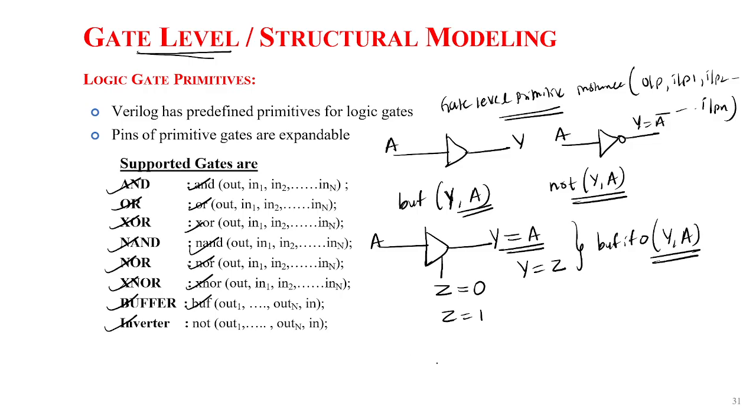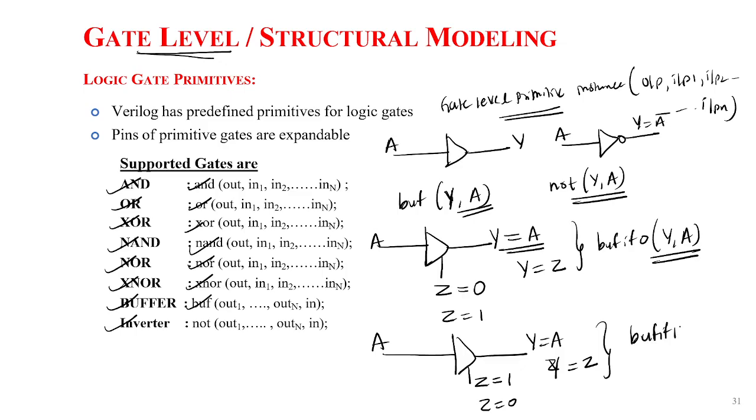Suppose bufif1: if it is a buffer with input A and output Y equal to A, this is one more tri-state buffer. Z equal to 1 means you get A, that is functional mode, and Z equal to 0 means Y is in high impedance state. For this I can write bufif1, Y comma A. So these are gate level, or what we can call structural modeling.